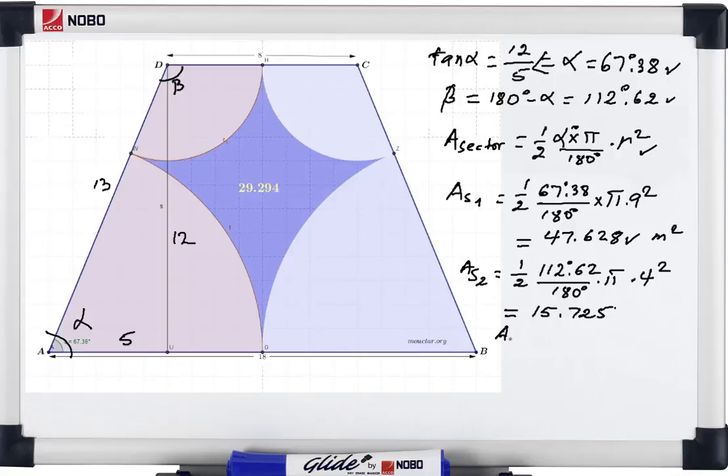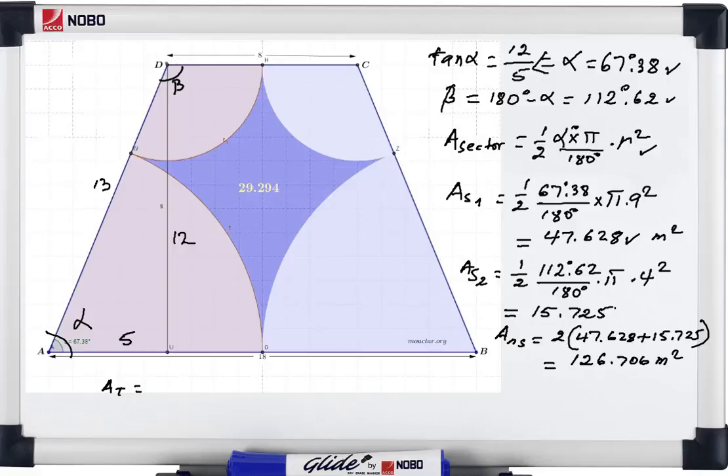So now the total area of all these four that is not part of the shaded area, the non-shaded area NS, is equal to 2 times the sum of 47.628 and 15.725. That will yield roughly 126.706 square meters.